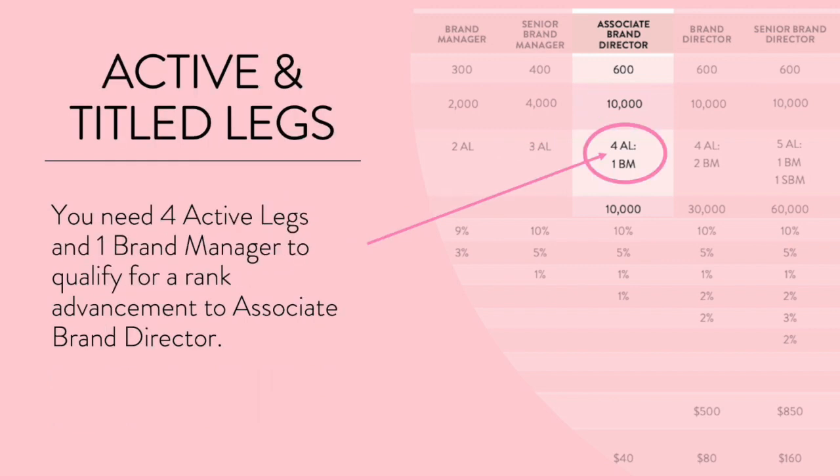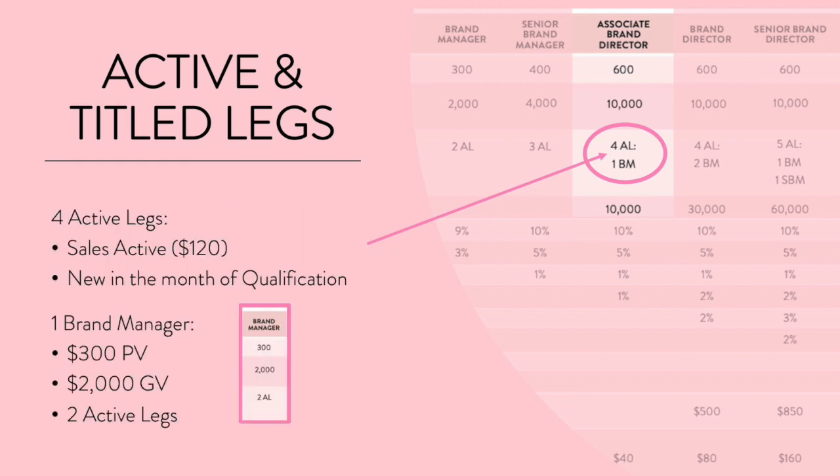Active and titled legs. You need 4 active legs and 1 brand manager to qualify for a rank advancement to Associate Brand Director. So what does this mean? 4 active legs means that they are either sales active and have 120 in personal volume themselves, or they are new in the month of qualification. So if you are qualifying for Associate Brand Director in the month of August and you have a brand new brand ambassador in the month of August, they are considered active for that month, right? So that is considered an active leg for qualification purposes, okay?